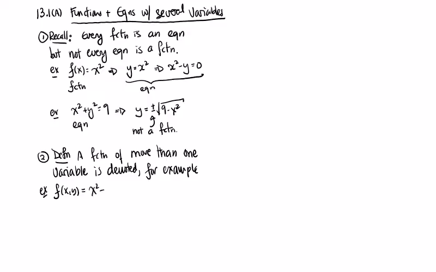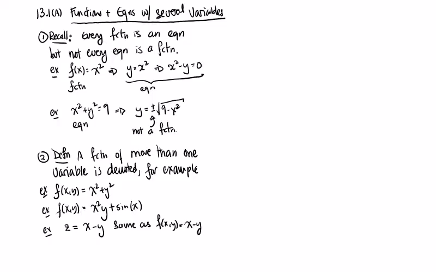Could be like x squared plus y squared. Or f of x y could be, say, x squared y plus sine of x. Doesn't have to be anything nice. In place of f of x y, we could go to the next variable in the alphabet and do like z equals, say, x minus y. This is treated basically the same as f of x y equals x minus y. Another one would be something like f of x y equals x over y, etc.